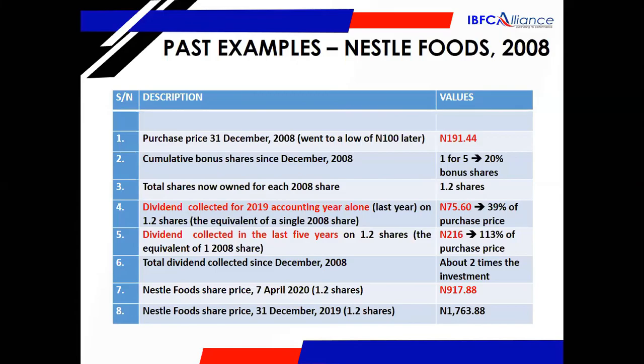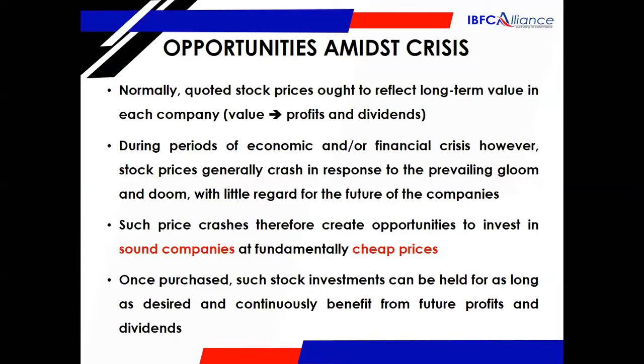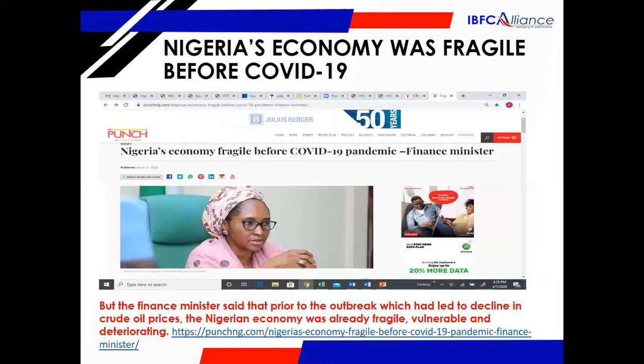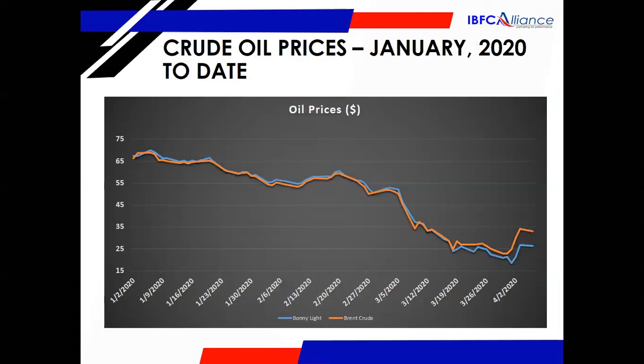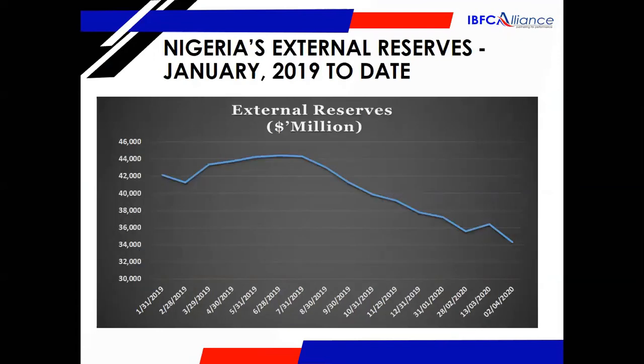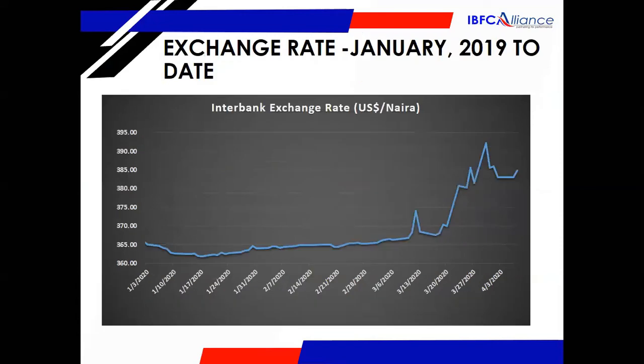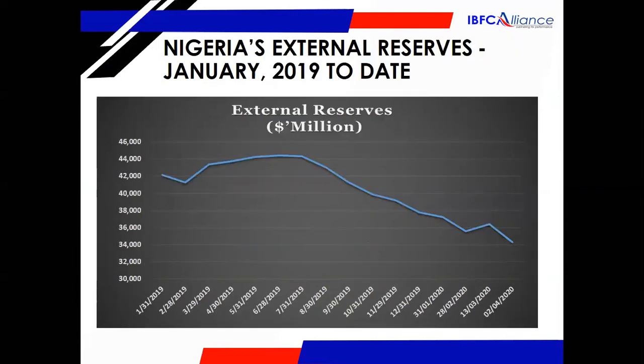Let me just go back to these charts. Like I said earlier on, this is the finance minister. We had challenges before. Our challenge is not limited to the pandemic, it's just accentuated by the pandemic. This is what has happened to oil price. This is what has happened to external reserves. This is what has happened to the exchange rates. All of these are indicators that it's not business as usual in the economy. They are leading indicators of further trouble down the line.